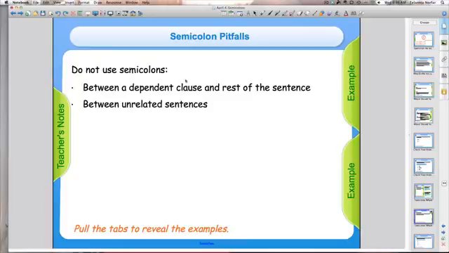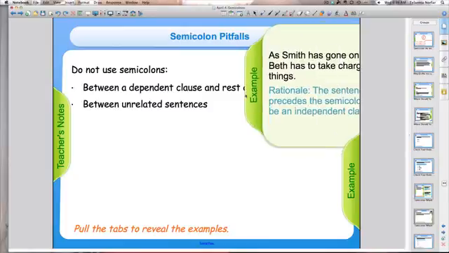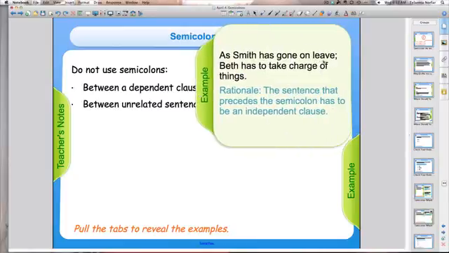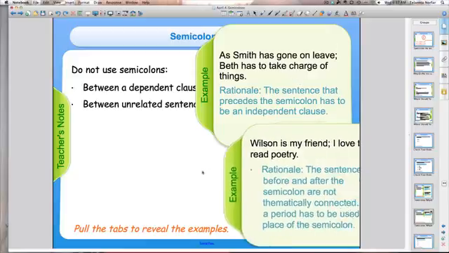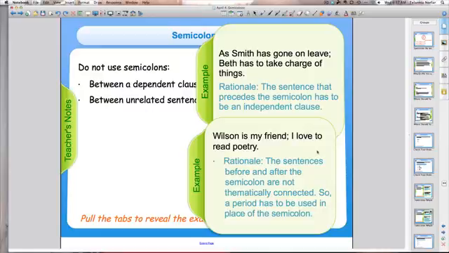Okay, do not use semicolons between a dependent clause and the rest of the sentence or between unrelated sentences. So again, pause the video until you've written that down and then we'll look at the examples. So for example, as Smith has gone to leave, Beth has to take charge of things. The sentence that precedes a semicolon has to be an independent clause, and that was not. So don't put a semicolon there. Wilson is my friend. I love to read poetry. The rationale: the sentences before and after the semicolon are not thematically connected, so a period has to be used in place of the semicolon.